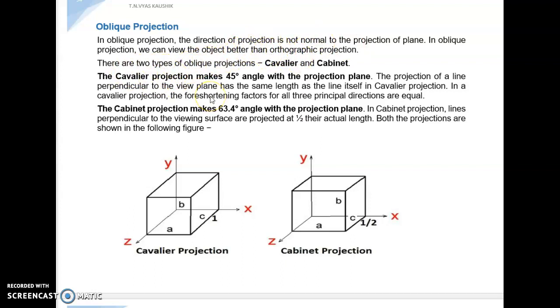In cavalier projection, for the projection which is perpendicular to the view plane, the length will be preserved. So the length will not change for the projection which is perpendicular. In cabinet projection, for the projection which is perpendicular, the size is cut by half. So if the length is 1 meter, the projected side's length will only be half a meter. Both projections are shown in the following figure. This is cavalier projection, this is cabinet projection. See, only half the side is there here, and here the entire side will be projected.